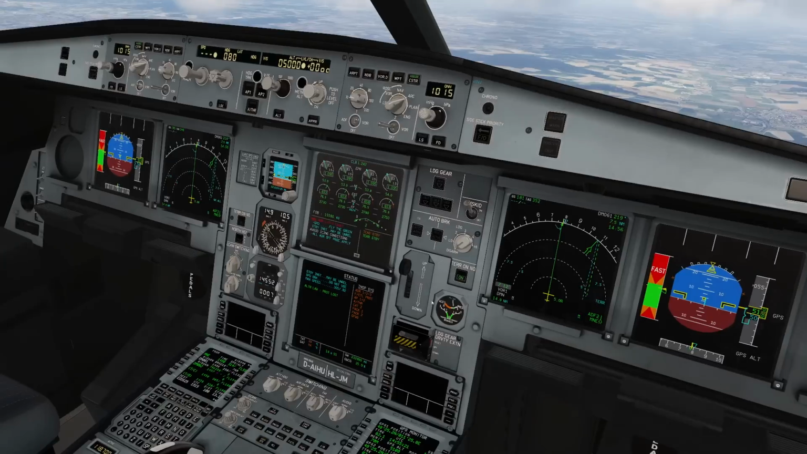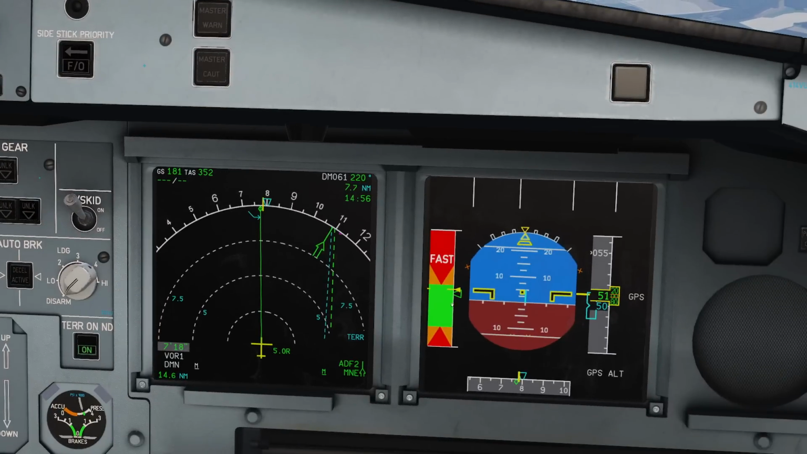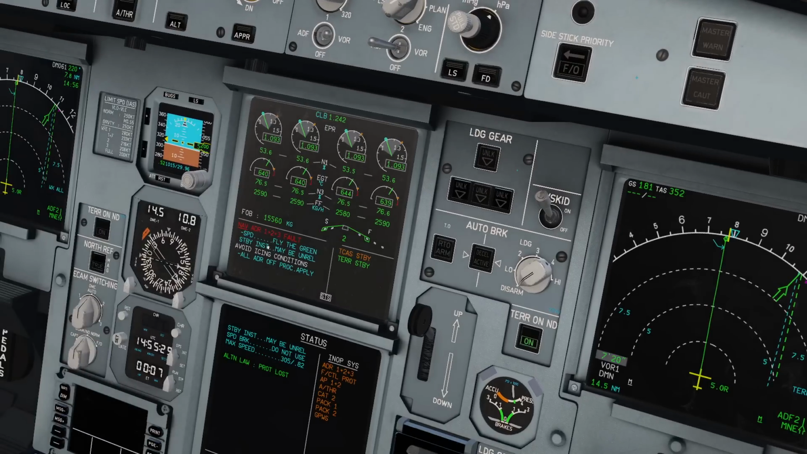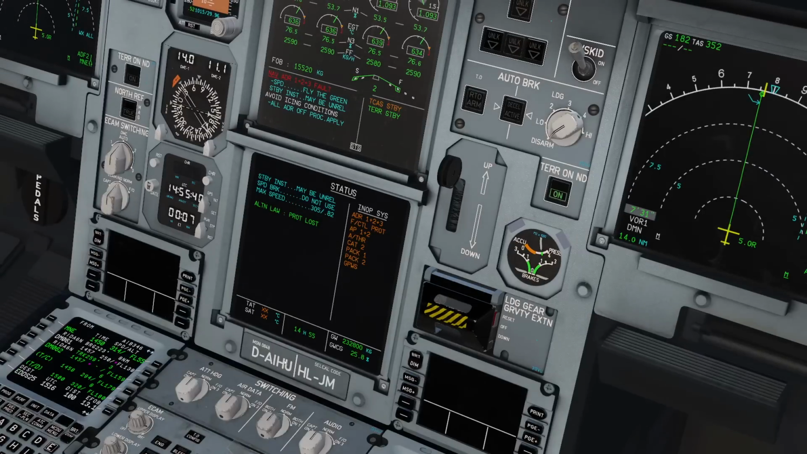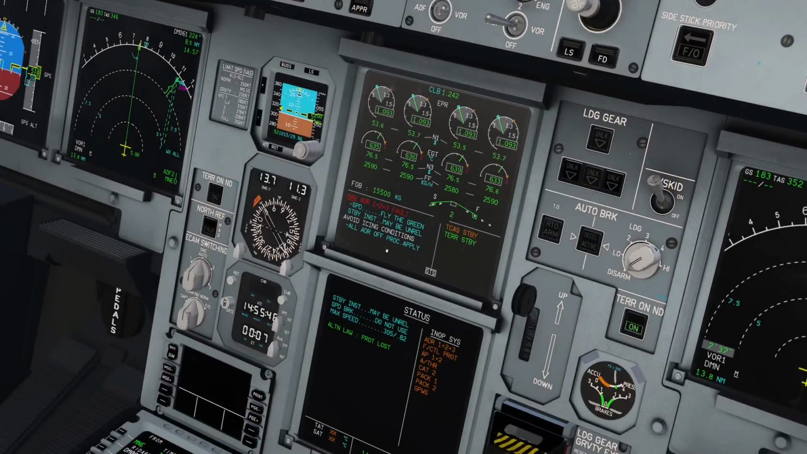Okay, so NAV ADR 123 fault. Speed, fly the green. That's what we're doing. Standby instruments may be unreliable. Keep in mind they're coming from ADR number 3, and we have identified them to be unreliable. Avoid icing conditions. We don't have a temperature probe anymore, but, well, we can see that we're clear. All ADR off procedure, apply.